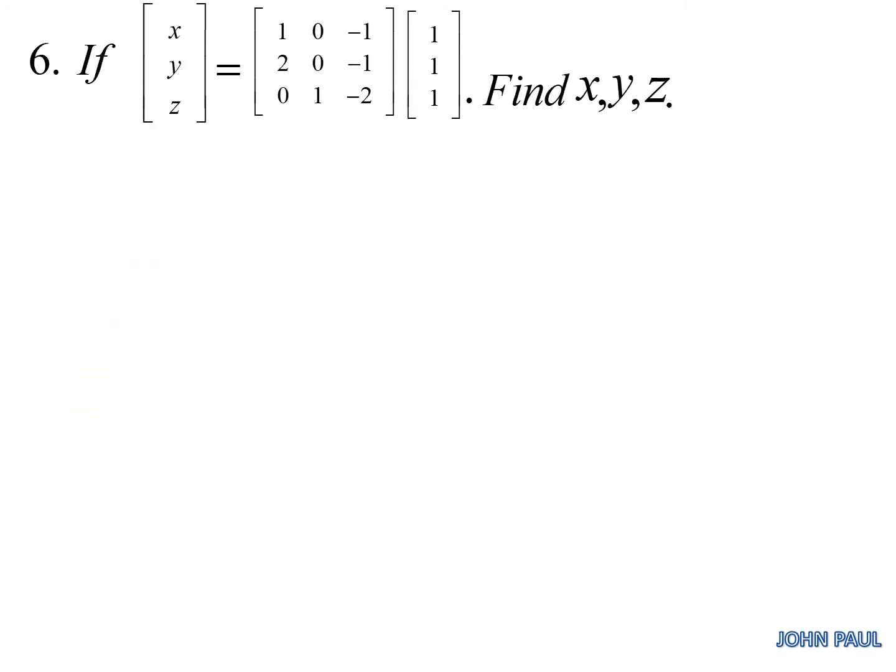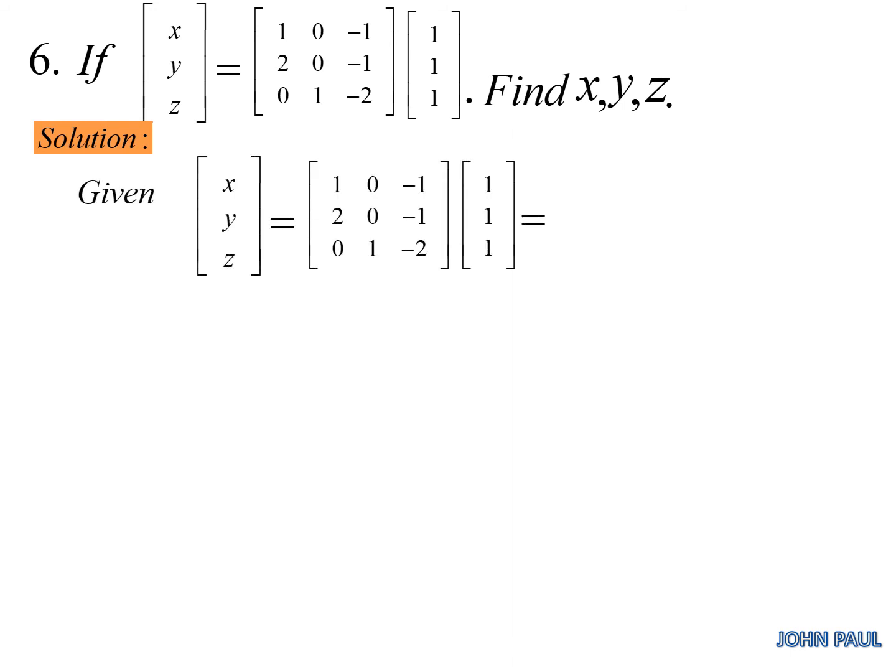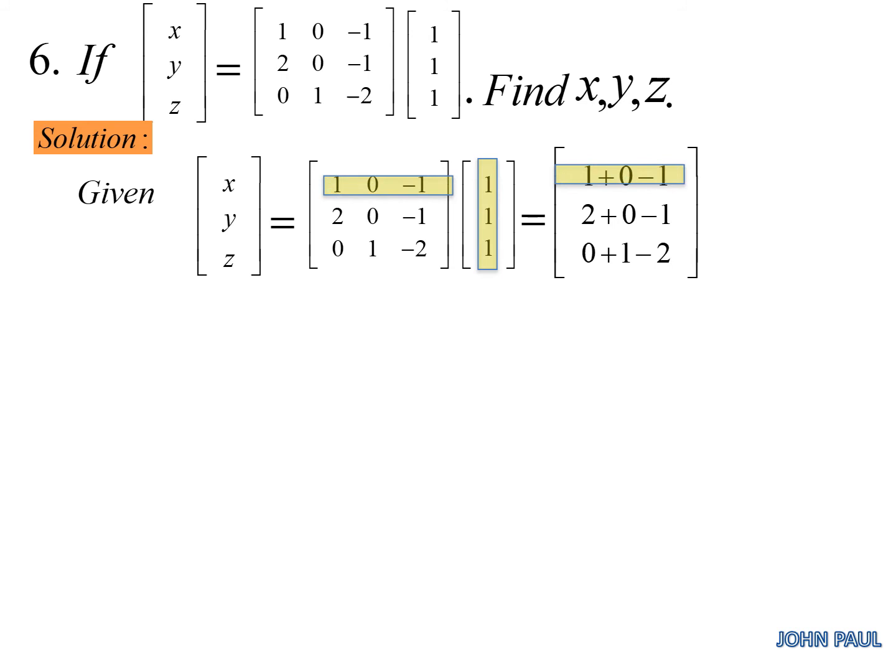Sixth problem, if matrix is given, find x, y, z. Same like previous problem. Right side we have to multiply and then we have to compare, equate, find the values. Solution. Given, we'll multiply the right side. First row with column.